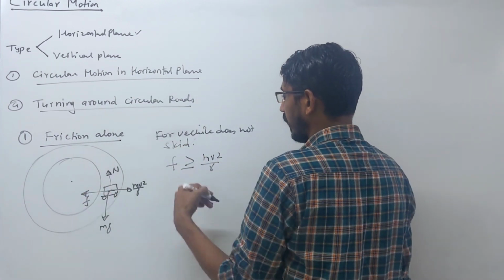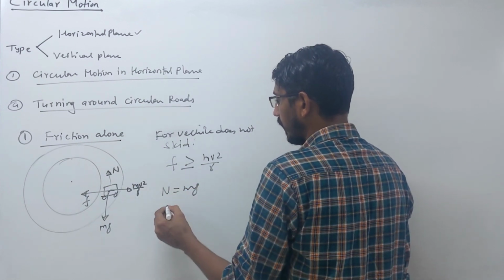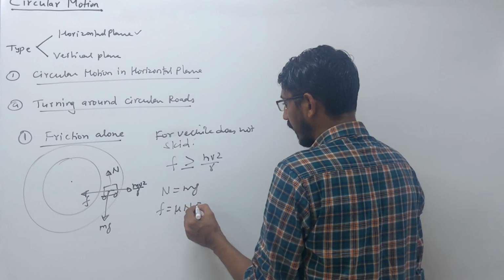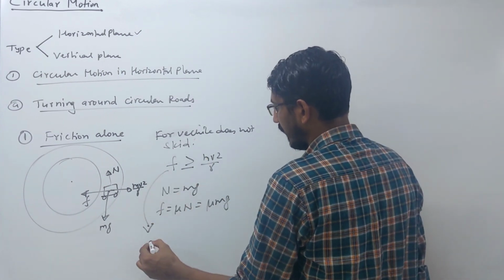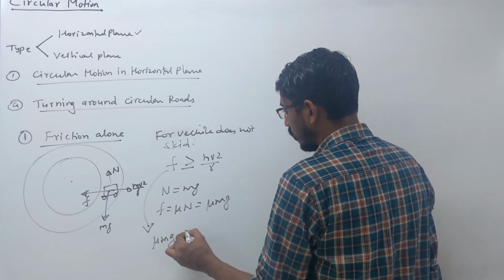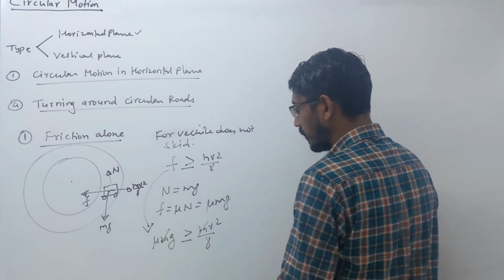Okay, in this equation, we also know that the normal reaction N is equal to mg. Then the frictional force is equal to mu into N, which means mu mg. So if I put that here in this equation, I will get mu mg should be greater than or equal to mv square by r. Okay, m gets cancelled.